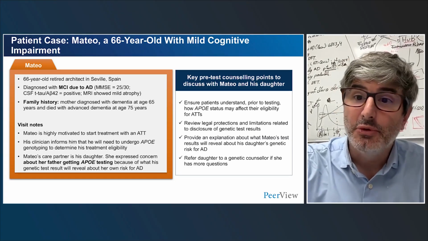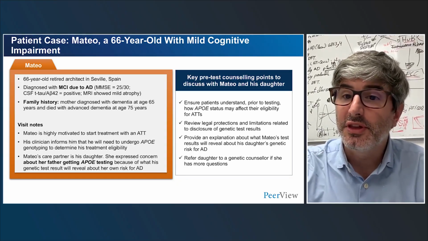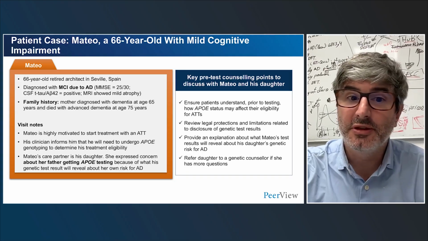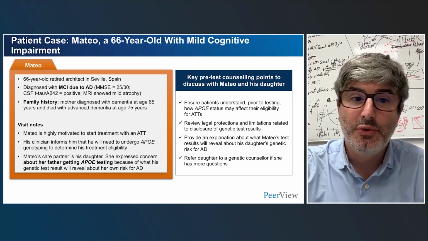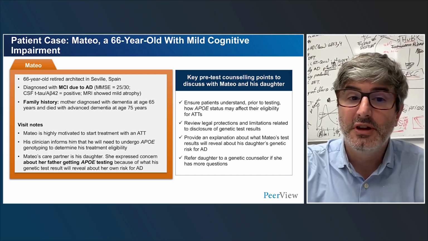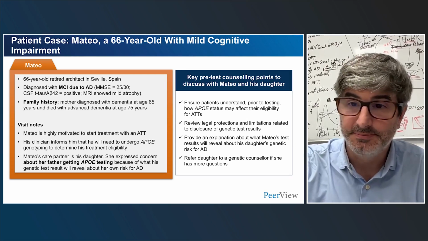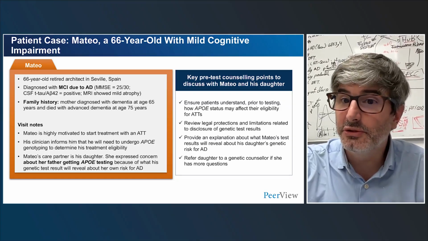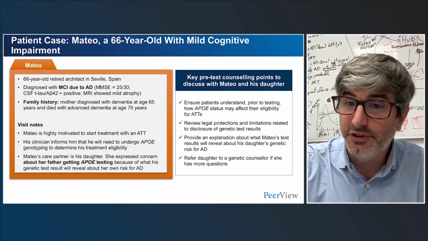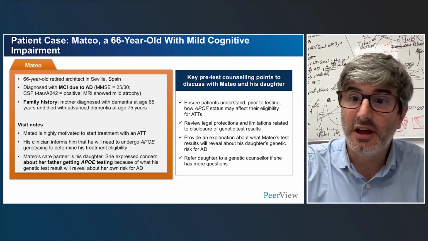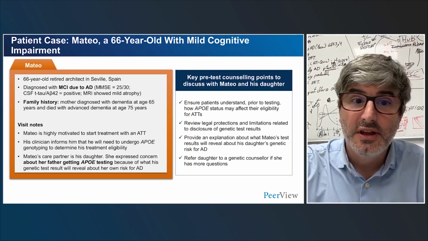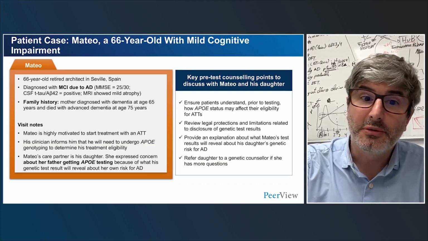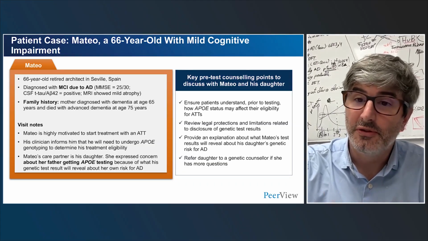Mateo is highly motivated to start treatment with anti-amyloid therapies, and his clinician informs him that he will need to undergo APOE genotyping to determine his eligibility for treatment. It's important to note that in this case, Mateo's care partner is his daughter, and she expressed concern in the same visit, after she learned about the APOE testing, about what his genetic test results will reveal about her own risk for Alzheimer's disease.